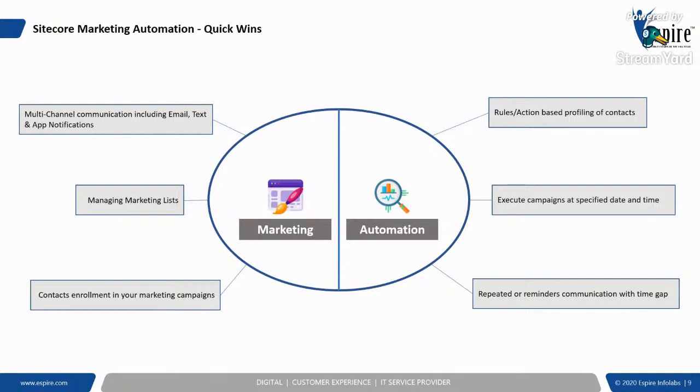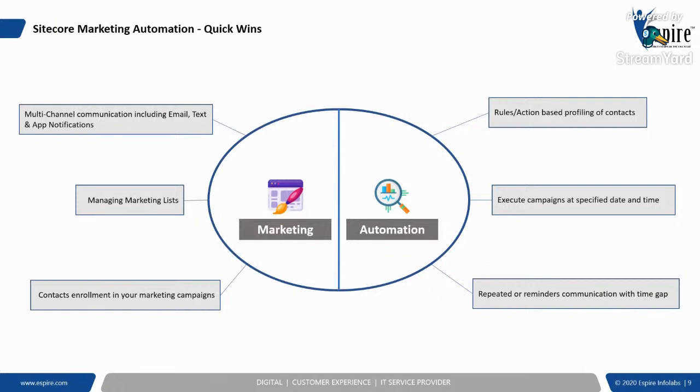And some repeated and reminder communications with a time gap, right? So if somebody has filled the form, send this email after 4 or 5 days as well. So these are some of the quick wins, not the whole use case. You do have to take the profiling and all those things, or the events plan, but you can utilize something similar to that as well.